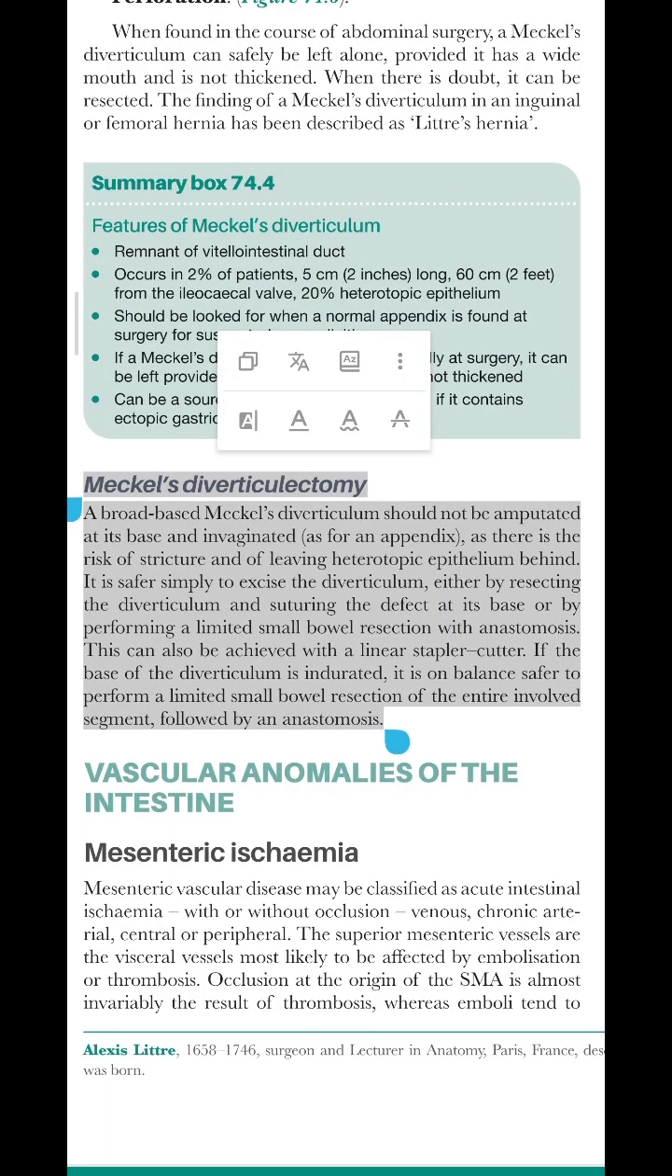Meckel's diverticulectomy: a broad-based Meckel's diverticulum should not be amputated at its base and invaginated, as for an appendix, as there is the risk of stricture and of leaving heterotopic epithelium behind. It is safer simply to excise the diverticulum, either by resecting the diverticulum and suturing the defect at its base or by performing a limited small bowel resection with anastomosis. This can also be achieved with a linear stapler cutter. If the base of the diverticulum is indurated, it is on balance safer to perform a limited small bowel resection of the entire involved segment, followed by an anastomosis.